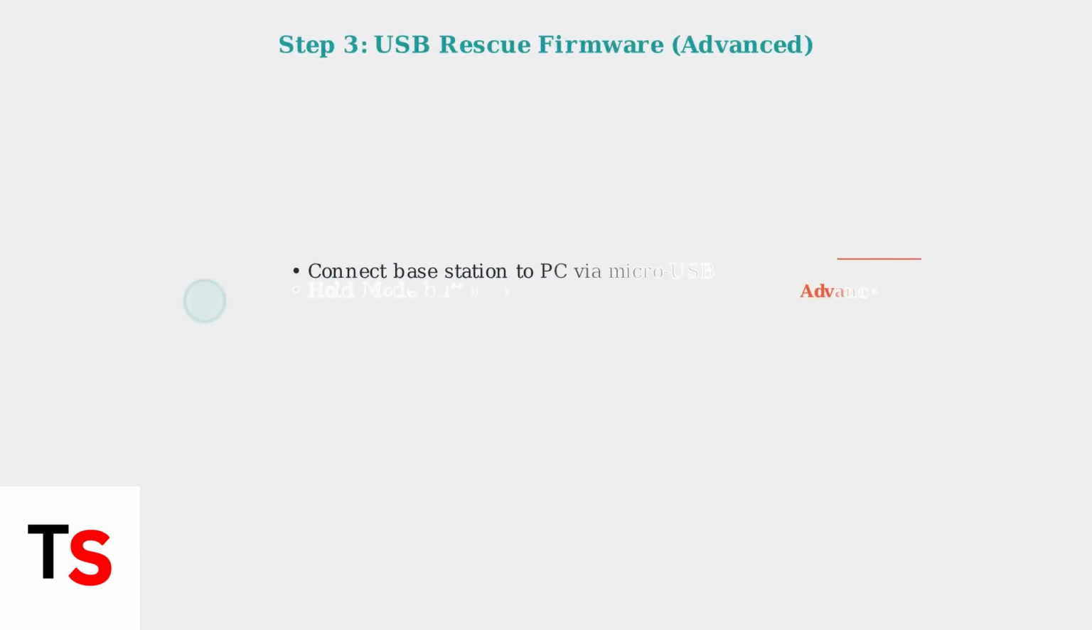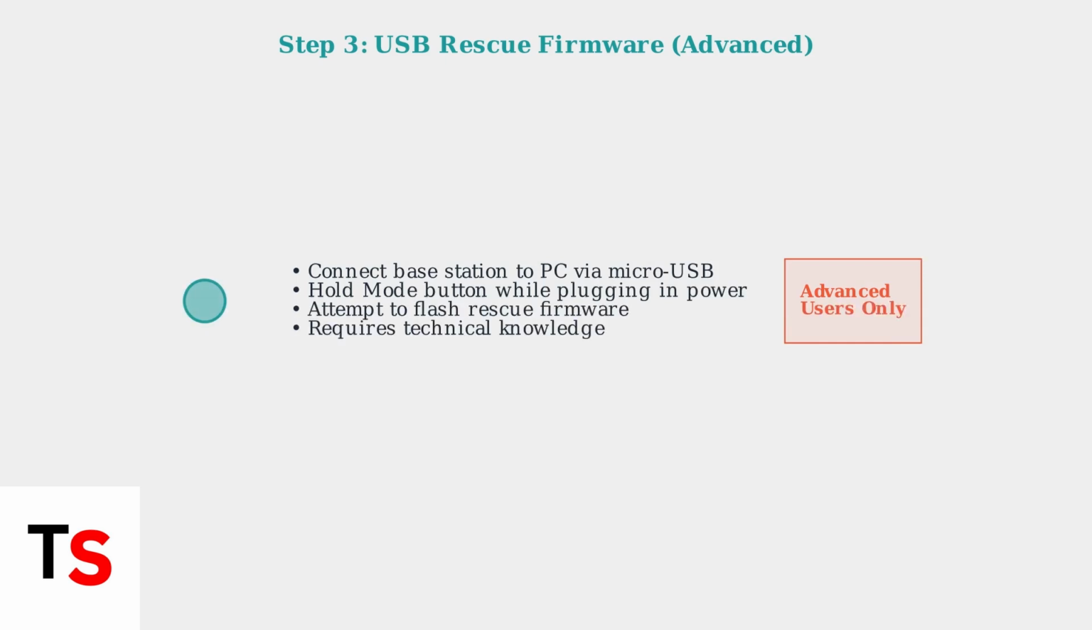For more technical users, you can attempt to flash the rescue firmware. Connect the base station to your PC via micro USB. Hold the mode button while plugging in power, then try flashing the rescue firmware through SteamVR.